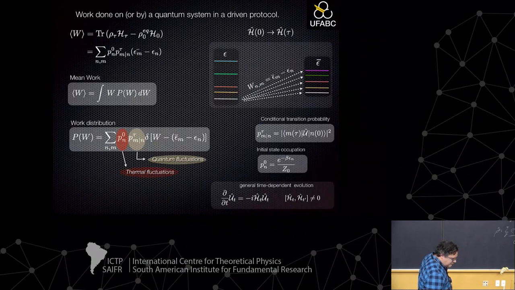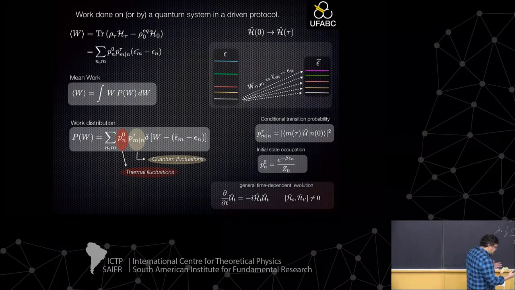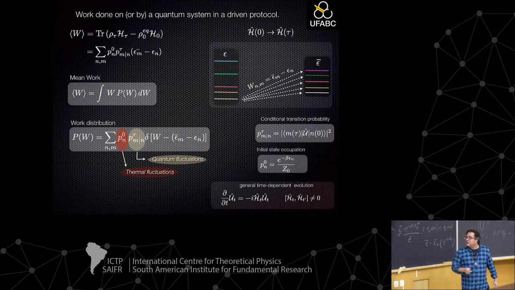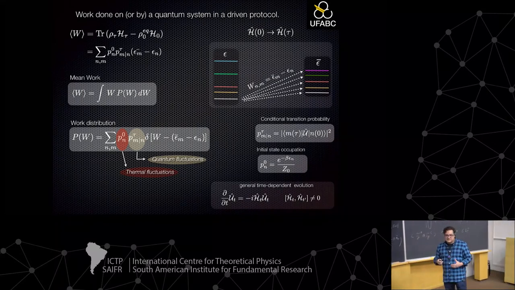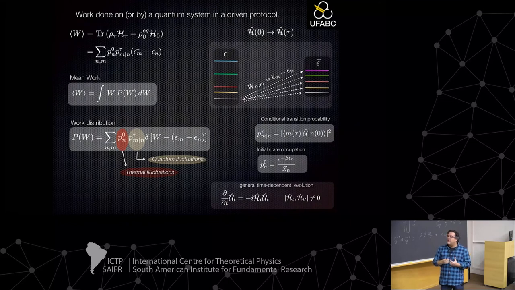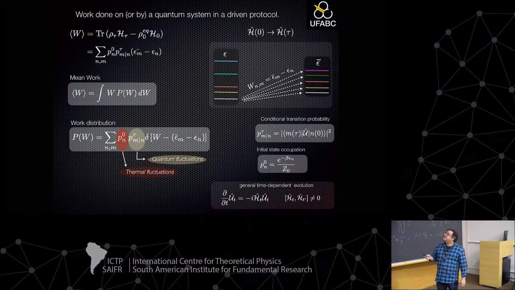And when we want to describe a small system, like a system that we use in quantum technology, we will get systems that are far from the thermodynamic equilibrium, far from the thermodynamic limit, and then we will get a lot of fluctuations, right? Energy fluctuations.